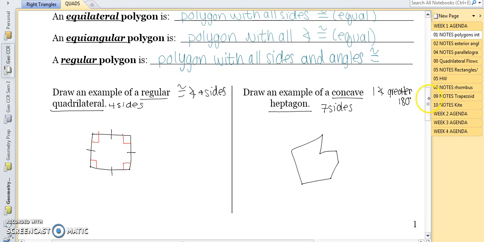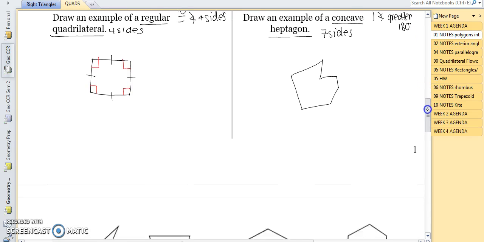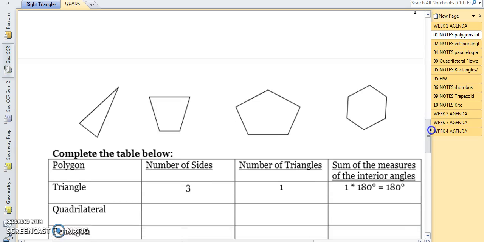You may need to try it a few times in order to create that concave heptagon or concave pentagon. Make sure you use a pencil so you can erase some sides, extend some sides, and so forth. Okay, let's continue on to some interior angle problems.